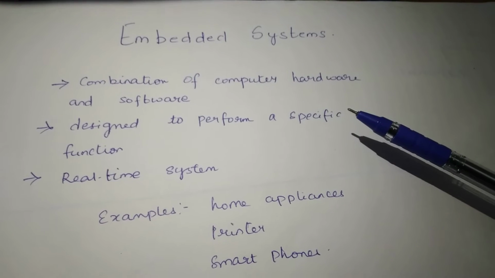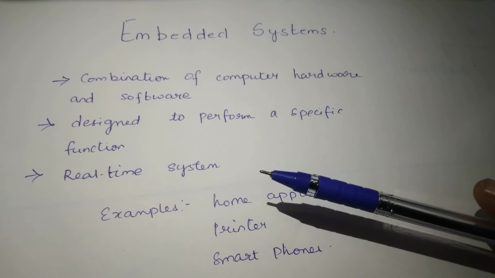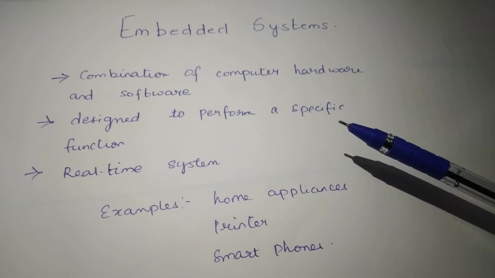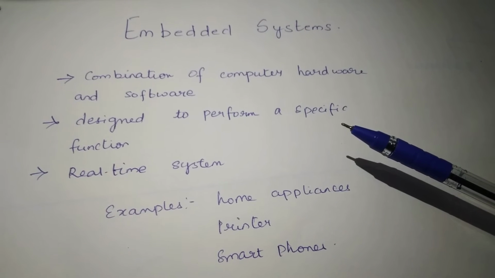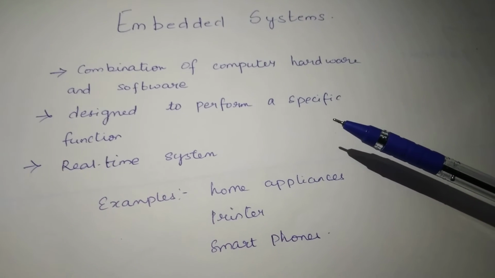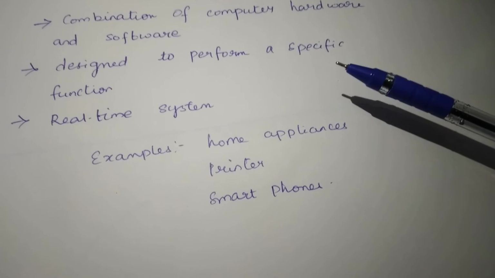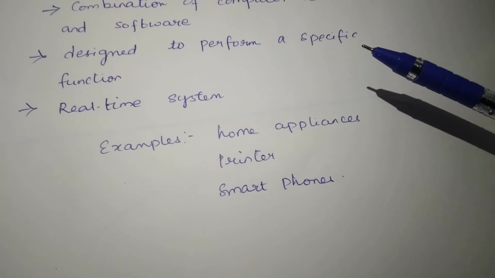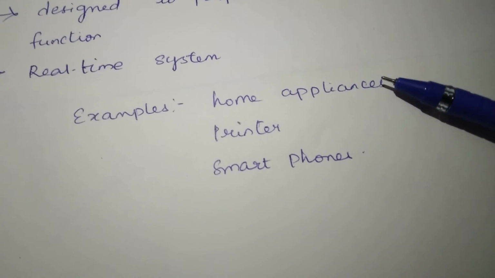For example, a computer printer is designed for the function of printing. Real-time system. Real-time system means it has a time constraint. That means a specific task has to be completed within a time frame. For example, in an aircraft, within a specific time frame, it has to land. And we can also take the example of a chemical industry, in which pressure and temperature are measured within a specific time constraint.